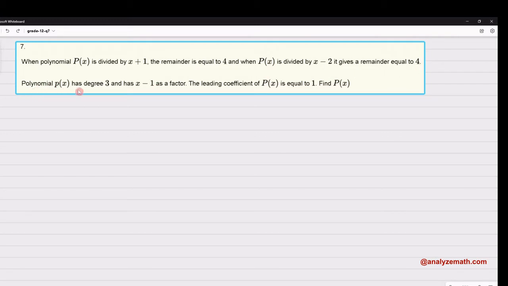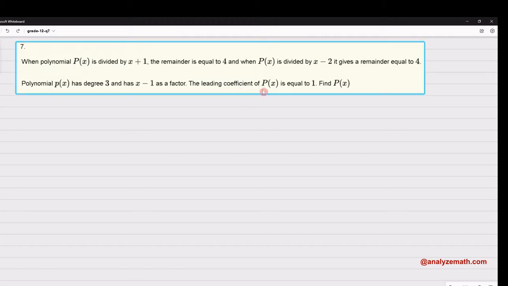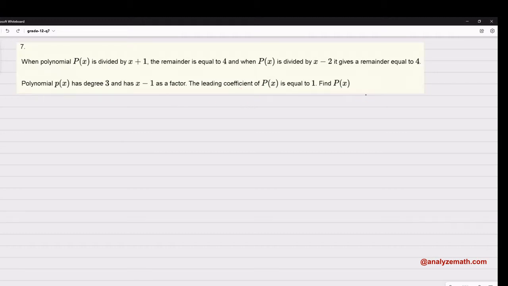This polynomial p of x has degree 3, and x minus 1 is a factor. The leading coefficient is 1, and they ask you to find p of x. This is the capital P. So they ask you to find this polynomial.